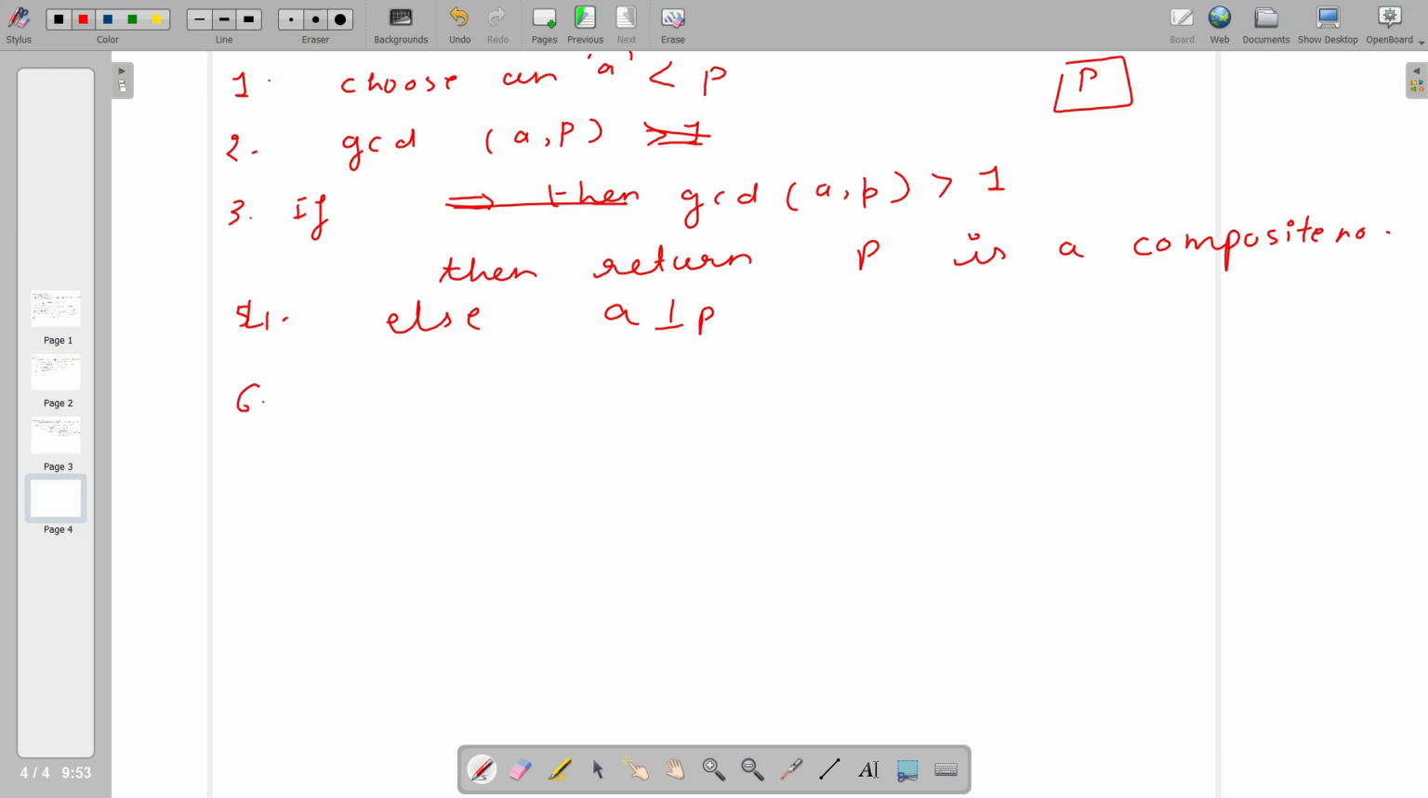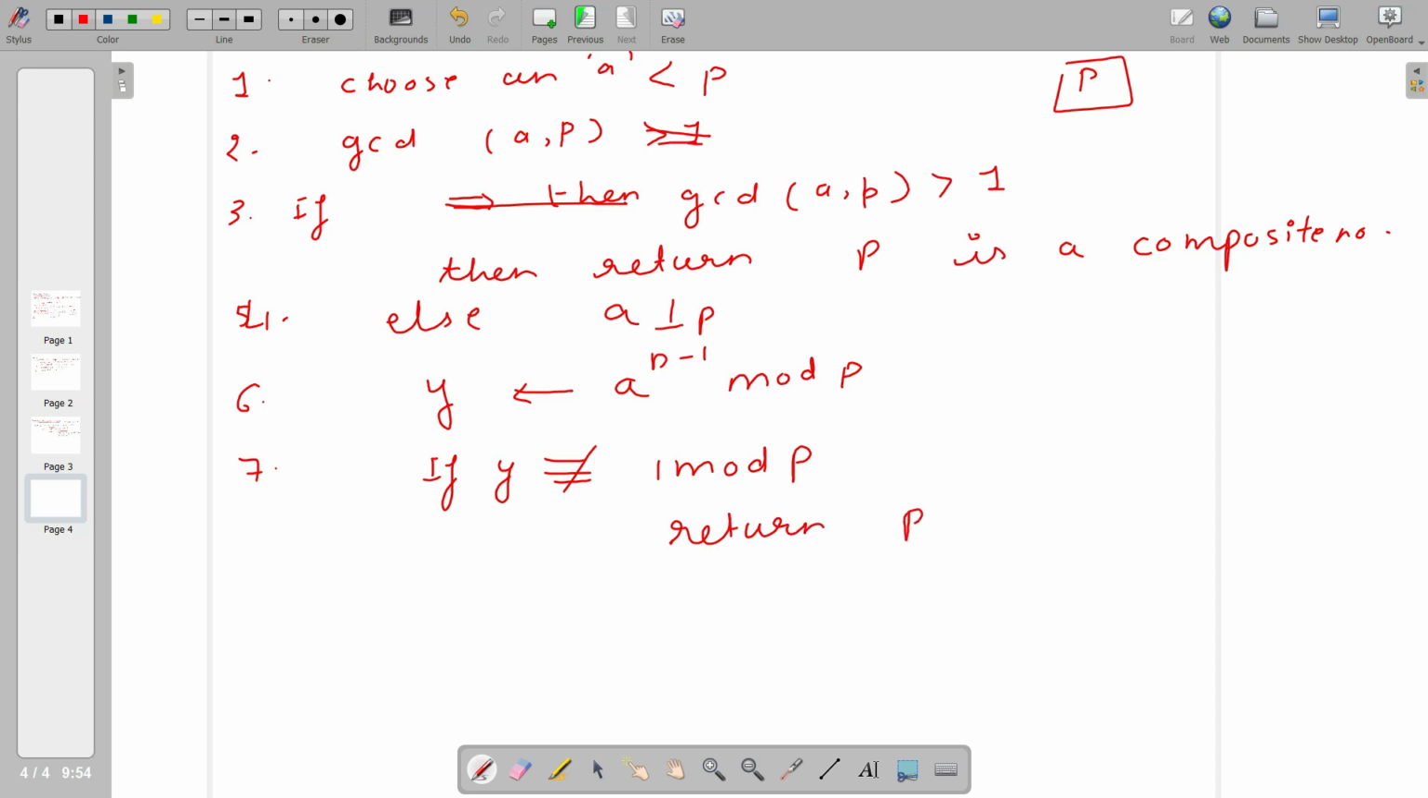Then what are we going to calculate? We are going to calculate Y, which is A to the power P minus 1 mod P. If this Y is not congruent to 1 mod P, then return P is composite, because it is not satisfying Fermat's little theorem. Else return P is a prime number.